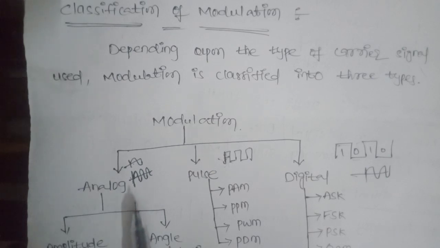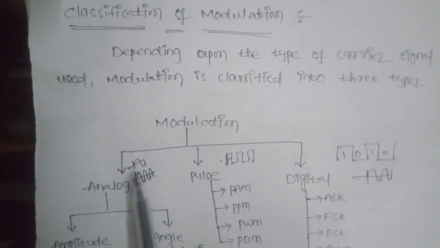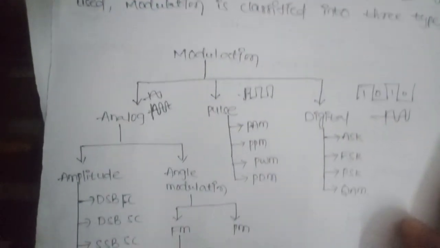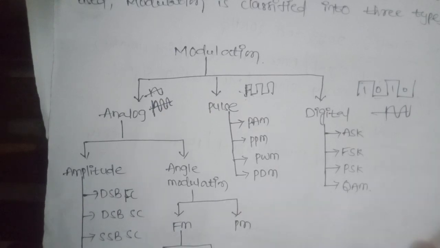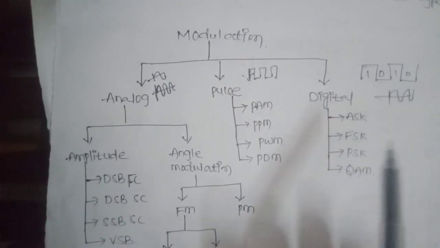In analog modulation, the carrier signal is in continuous format and the message signal is also a continuous signal, and this carrier signal has amplitude, frequency, phase. Analog modulation is again classified into two types: amplitude modulation and angle modulation. In amplitude modulation the amplitude of the carrier signal varies with respect to the amplitude of the message signal. Here the frequency and phase of the carrier signal are constant. Again this is classified into four types: double sideband full carrier, double sideband suppressed carrier, single sideband suppressed carrier, vestigial sideband.